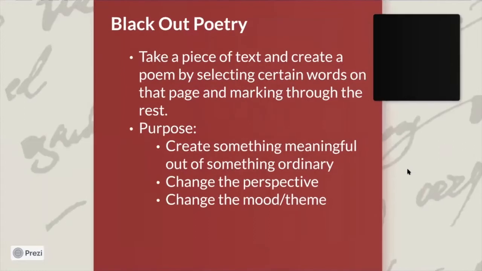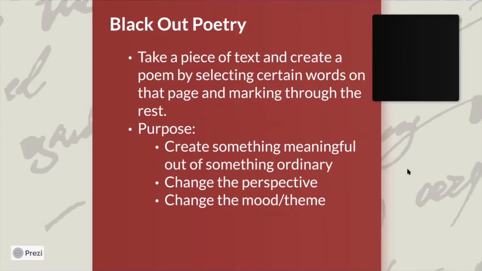So blackout poetry takes a piece of text and creates a poem by selecting certain words on that page and marking through the rest. So it could be a newspaper, a book page, a brochure, a dictionary page, a magazine page. The purpose is to create something meaningful out of something that would be considered ordinary, like a brochure from a doctor's office, or to change the perspective or to change the mood and theme. So perhaps the newspaper article is about war, but you can pick out certain words and black out the other ones to create a hopeful message.